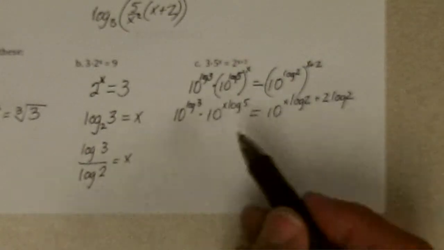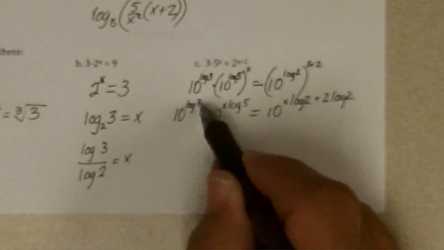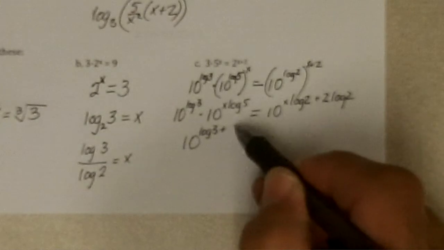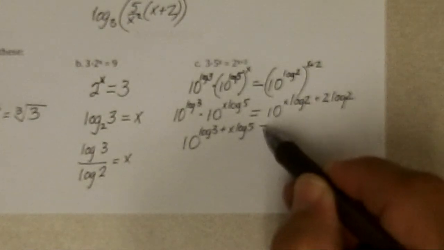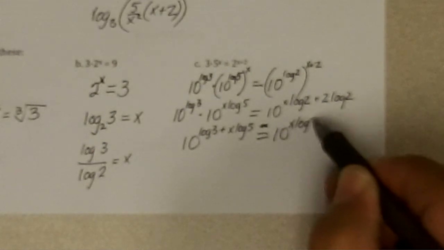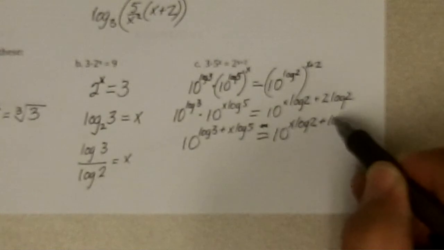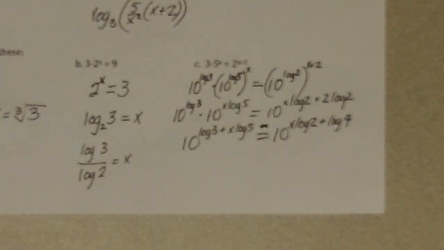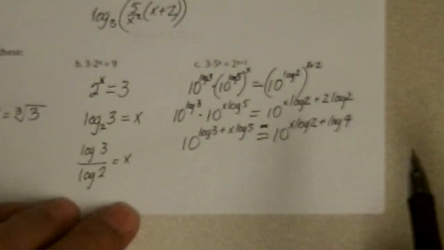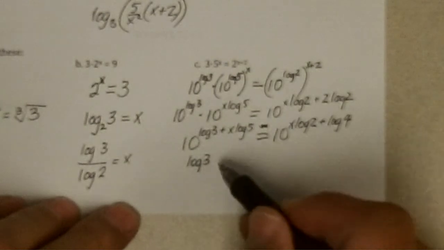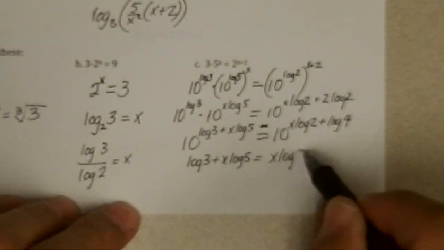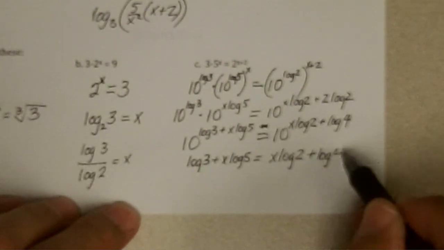So this, and then what do we do when we got it multiplying? We add the powers. So we got 10 to the log 3 plus x log 5 equals 10 to the x log 2 plus log 4. Now, since that's the single base on each side and it's the same base, the powers must be equal. So we have log 3 plus x log 5 equals x log 2 plus log 4.